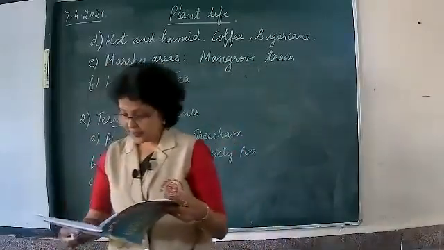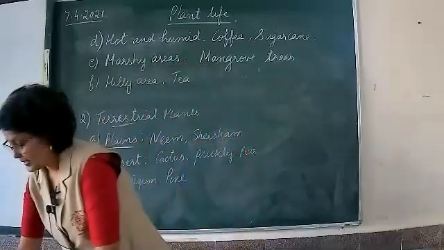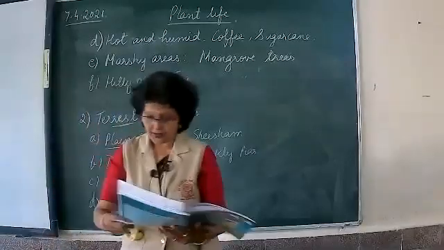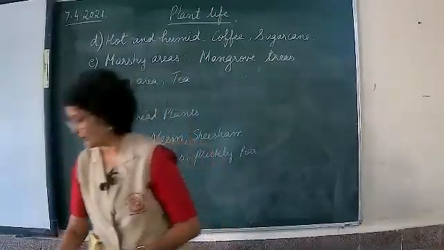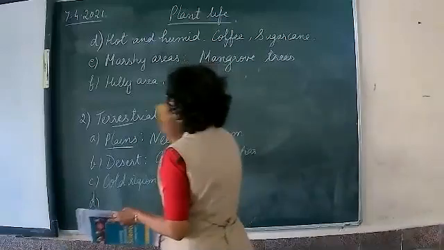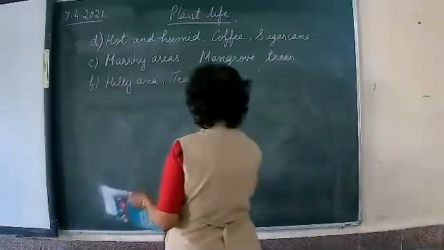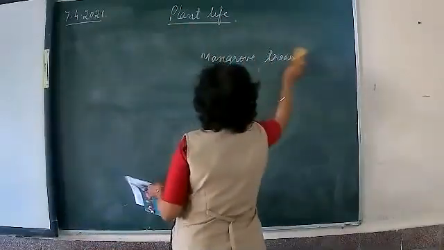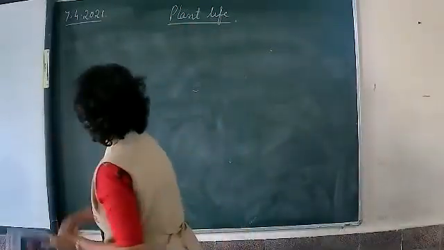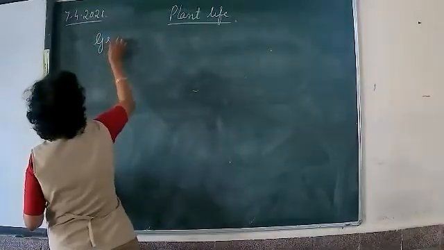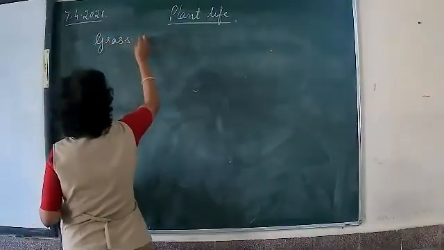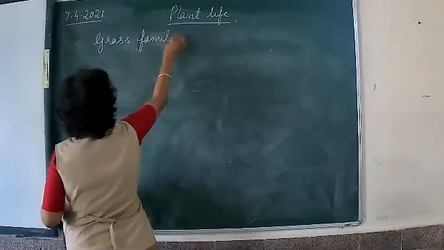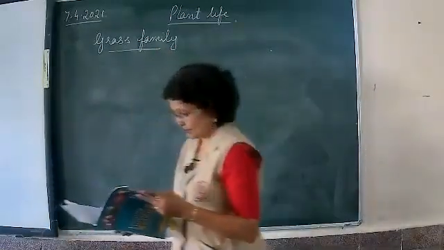Now, next are plants such as wheat, maize, rice, jowar, bajra. They belong to the grass family. These plants belong to the grass family.